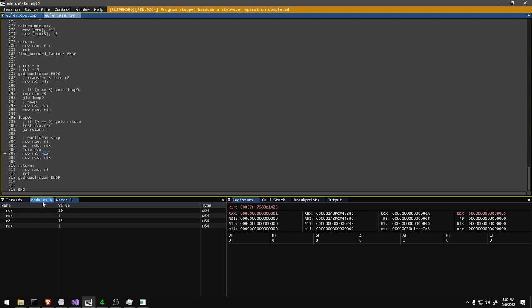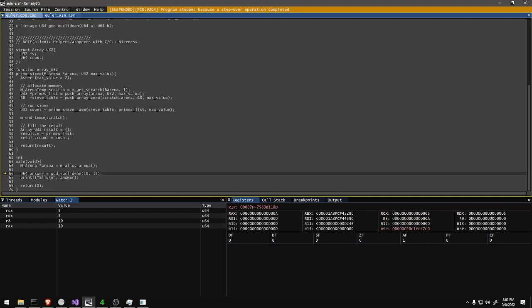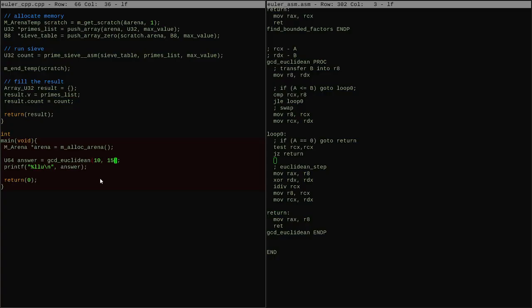We move RCX. So RCX still contains 10. That goes into R8, which is our B. And the 5 goes into RCX. Okay. And, oh, well, there's the mistake. There needs to be a jump back to loop 0.